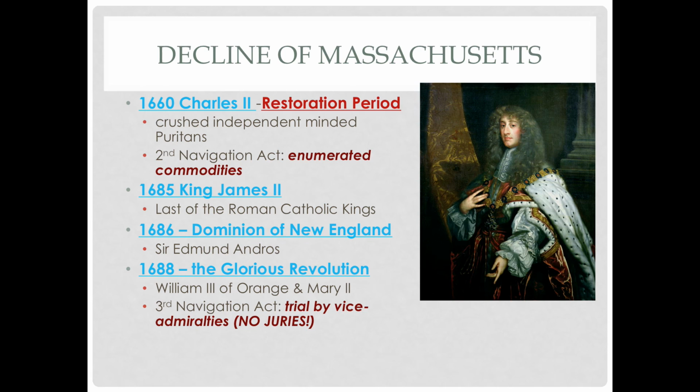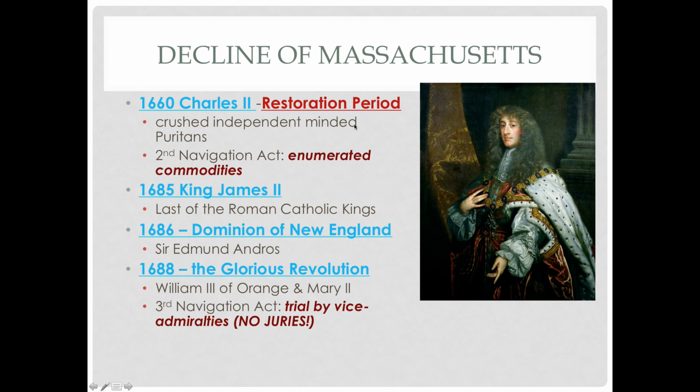And like I said, Cromwell dies in 1658. His son tried to keep the government going, but it wasn't going to work. And in 1660, they crowned Charles II King of England. This is known as the Restoration period. Literally, they're restoring the monarchy.